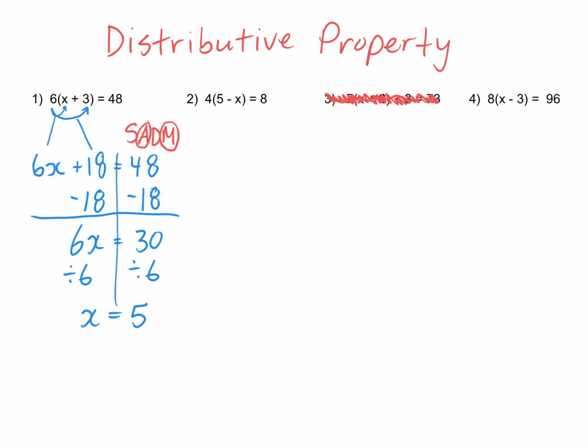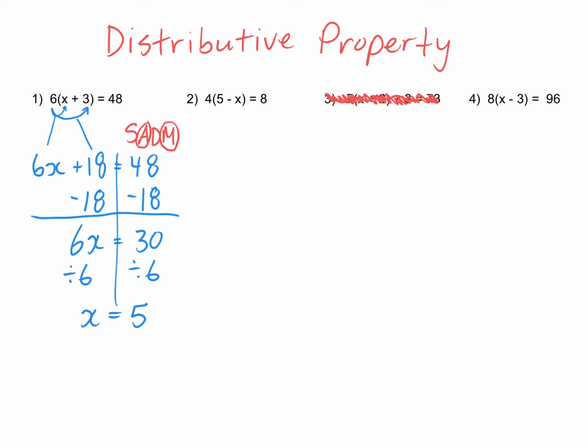So if we look back to the original equation, let's put a 5 in. So 6 times 5 plus 3 is 8. So 6 times 8 is 48. We're good to go. Let's do the next one.